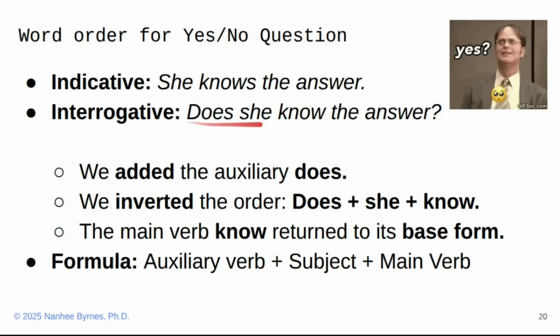Does she know the answer? Notice what happened. The auxiliary does jumps before the subject she, and the main verb know stays in its base form. That's classic English question logic.